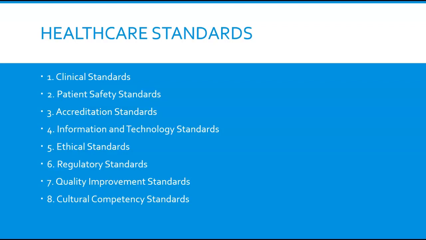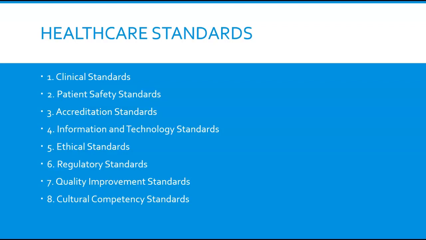And number 3 here on the screen, you see accreditation standards. Healthcare organizations often seek accreditation from relevant authorities or accrediting bodies. Accreditation standards ensure that healthcare facilities meet specific criteria related to infrastructure, staffing, patient care, as well as overall organizational performance. So those standards have to be met as well.